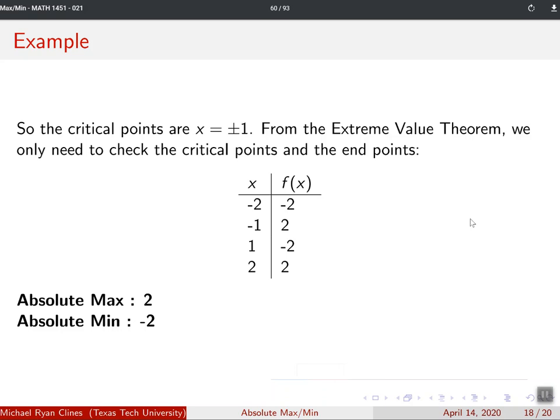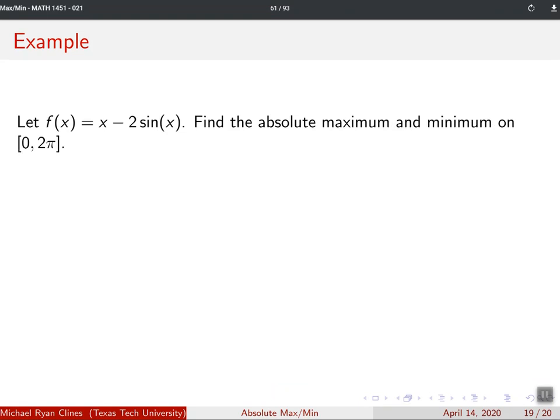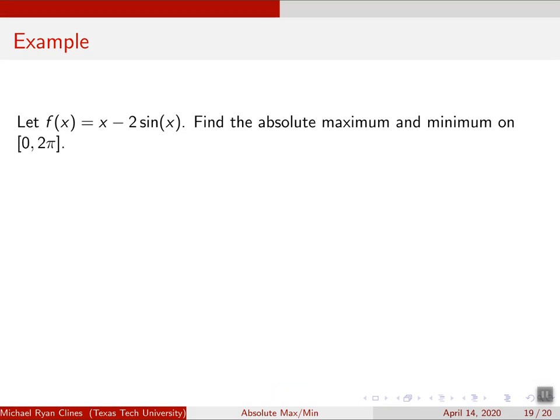Alrighty, now let's look at another example. Consider this situation. We have a function f(x) = x - 2 sin(x), and we want to find the absolute maximum and the absolute minimum on the interval 0 to 2π. Well, 0 to 2π is a closed interval. It's good to go. x - 2 sin(x) is a continuous function.